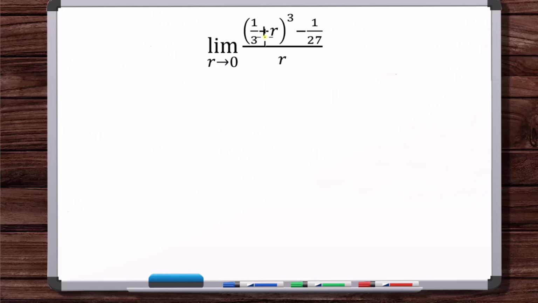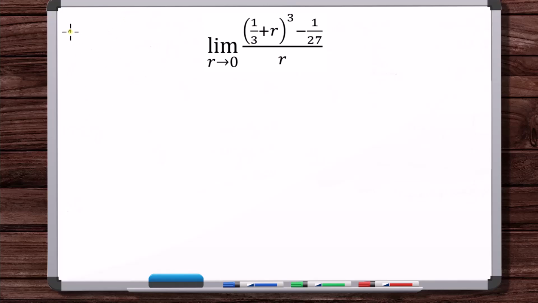Okay, the limit as r approaches 0 of (1/3 plus r) cubed minus 1/27, over r. So this is going to approach 0 in the numerator and 0 in the denominator. So let's go ahead and expand this out and see what happens. Well, we do have a difference of 2 cubes, so perhaps factoring this would be useful. I guess let's try that first.